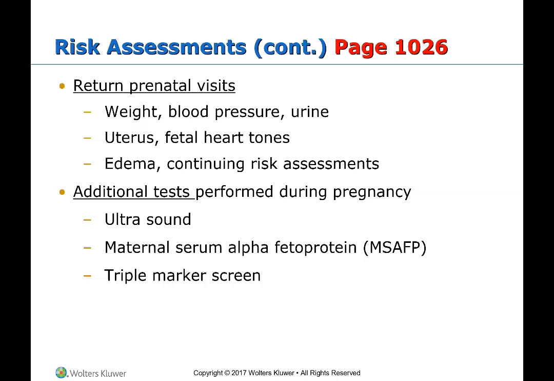Some of the other things that they might do would be diabetes screening between 24 to 28 weeks. This could be a 1 hour glucose tolerance test, where they drink 50 grams of glucose, wait for an hour, and are tested. If they have elevated levels, that may mean that they have gestational diabetes.